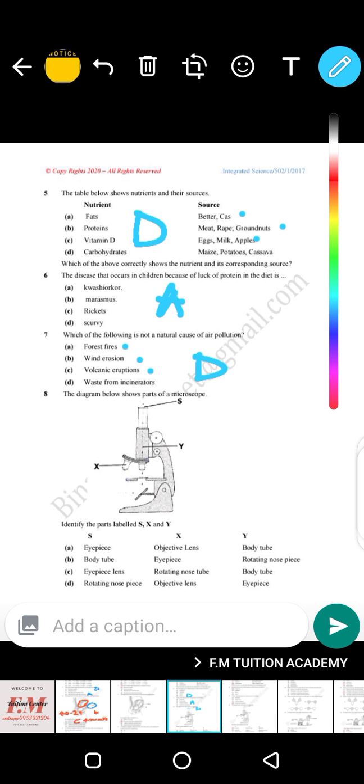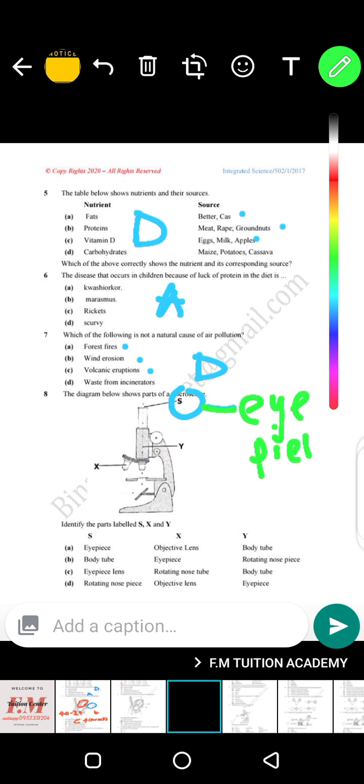The diagram below shows a microscope. So, this is the answer. These are the parts. You already know that this is the eyepiece. Oh, sorry, I made a mistake. I mean, the S is the eyepiece. Okay, this is the eyepiece.